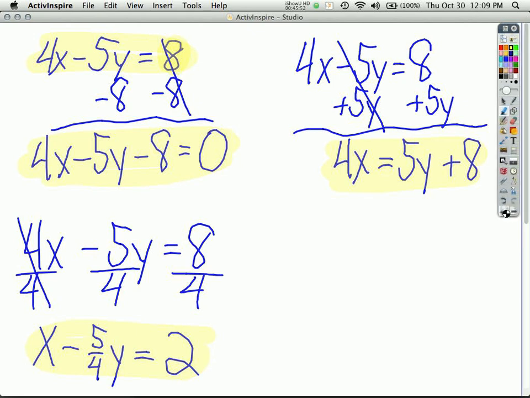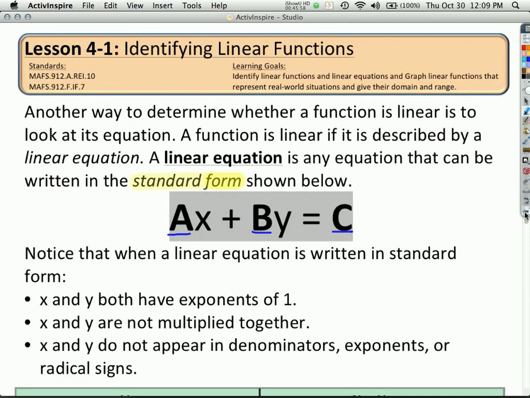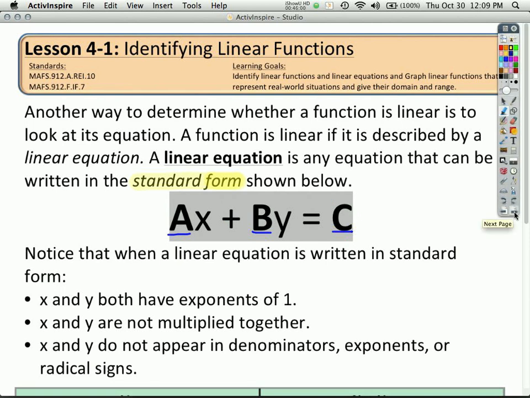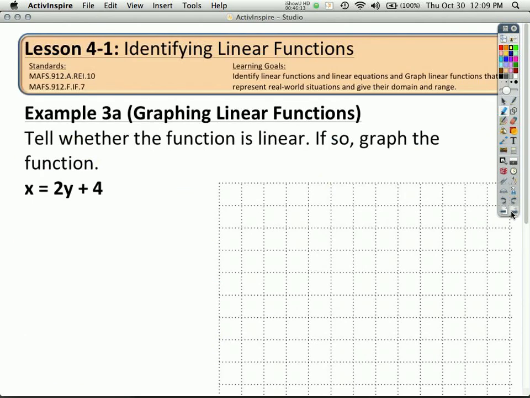So now, standard form. Standard form is one special form of an equation, and it gets us something. I didn't tell you what it gets us yet, but it gets us something. Well, actually, I did tell you. It tells you that it's linear. So that's one thing it gets us. So now let's see what we can do with it.